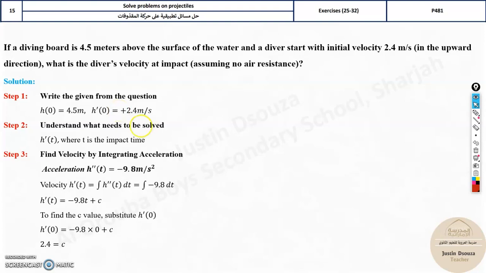There is also another easy method where if you see anytime initial velocity or initial height is given, directly take that as the constant of integration, the C value. Why? Because it does not change, all the terms become 0.